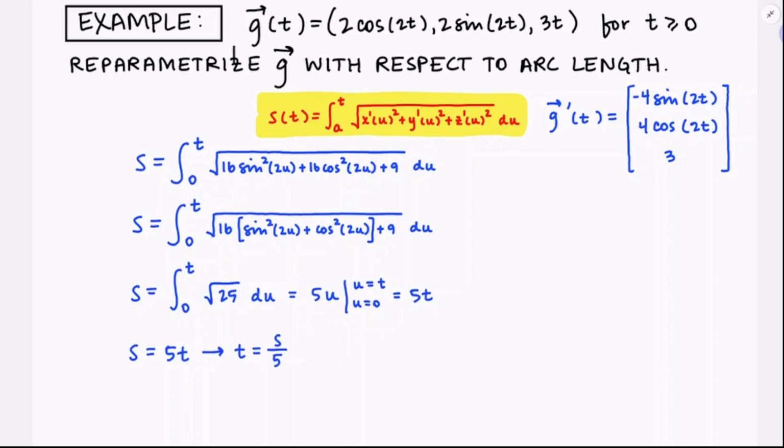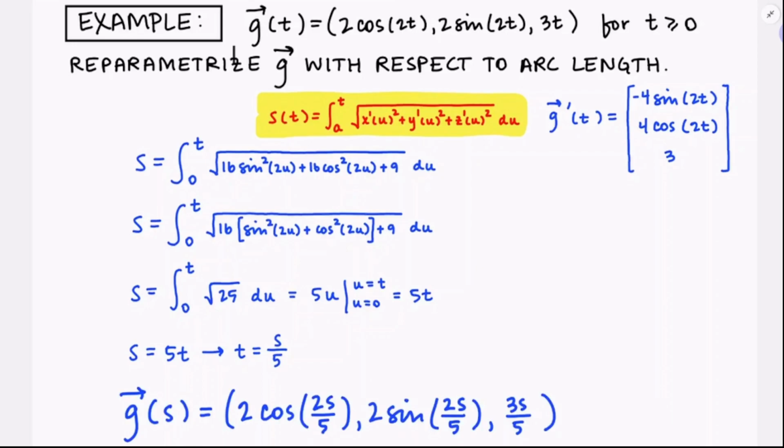And then from there, I'm just going to go back to the formula for g of t. And yeah, if I want g of s, I'm going to replace t with the formula for s wherever I see it. And I'm going to say, all right, g of s is going to be 2 cosine of 2s over 5, 2 sine of 2s over 5, and then 3s divided by 5.